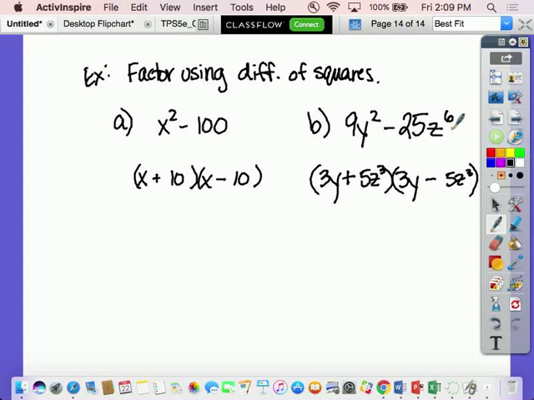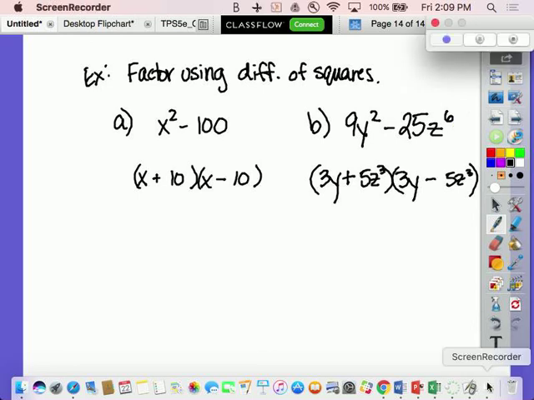With this exponent of 6, to take the square root, you're going to divide 6 by 2. You're saying, how many groups of 2 z's do I have? I have 3 groups of 2 z's. And they're factored. Any questions? Let me pause it real quick.